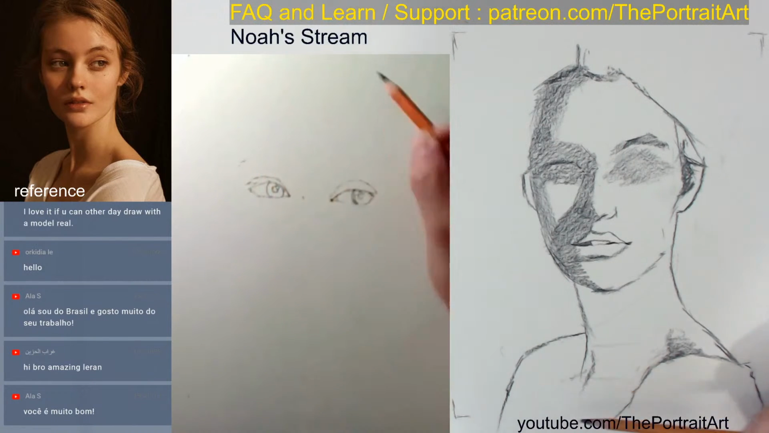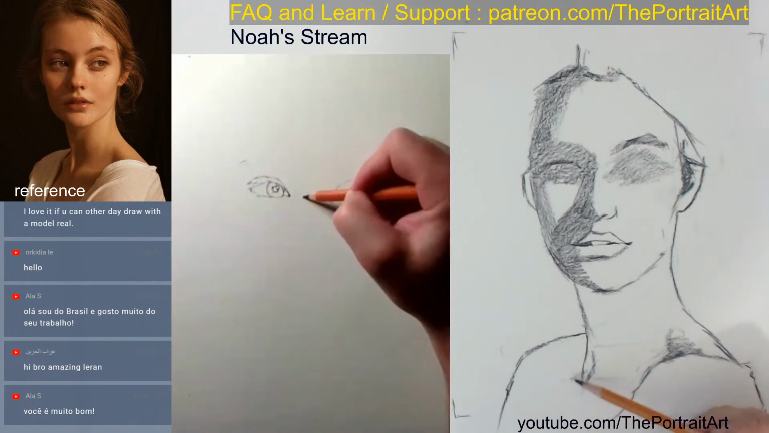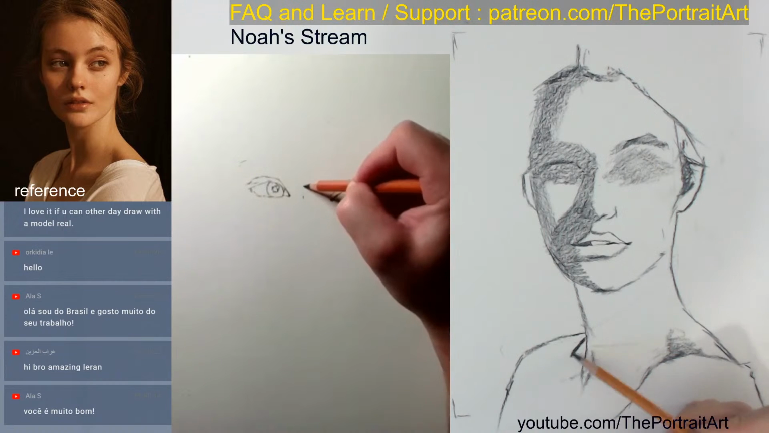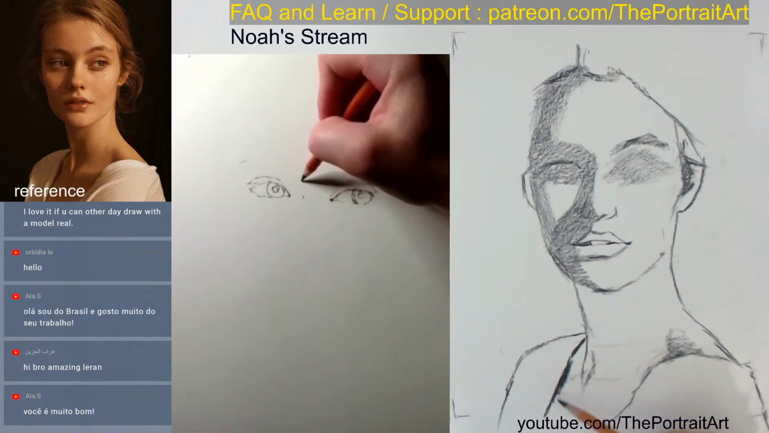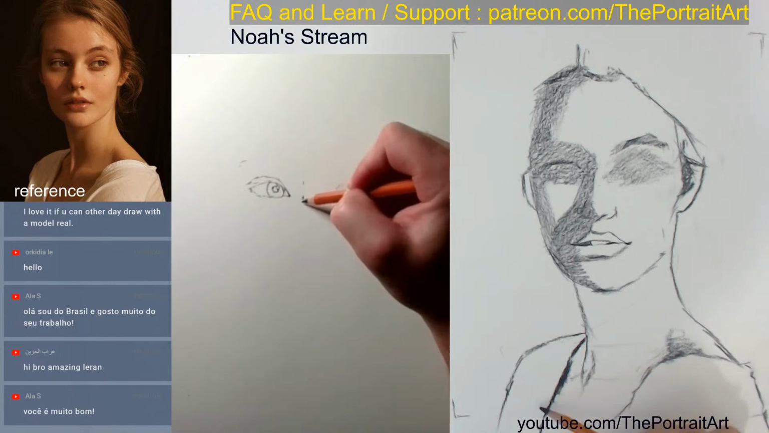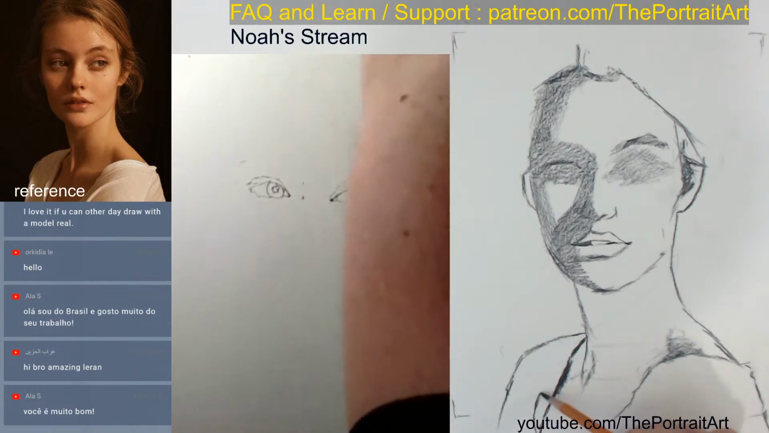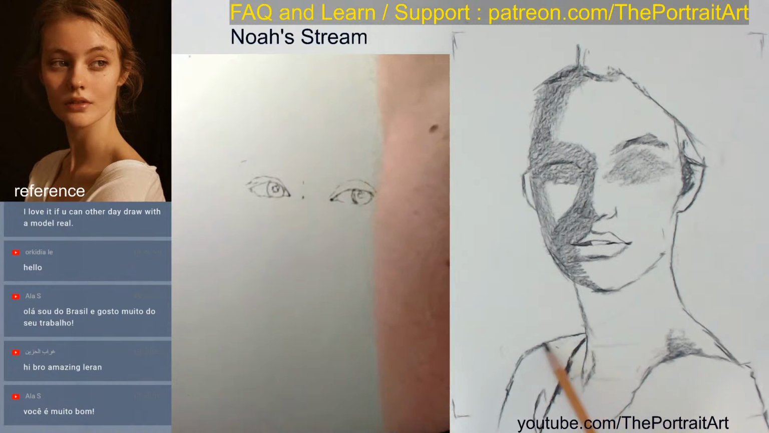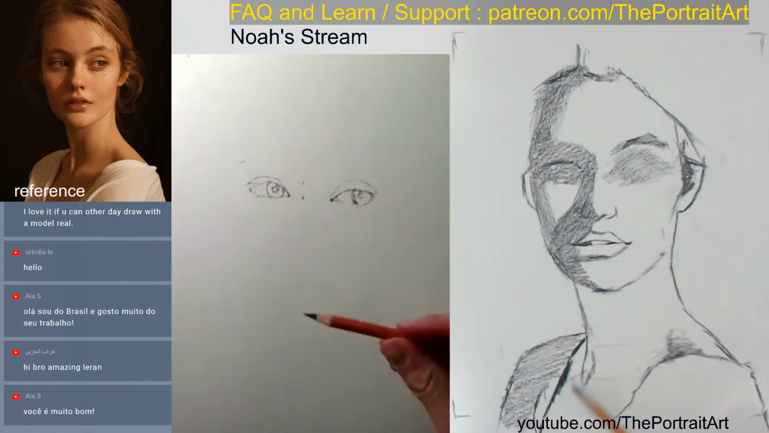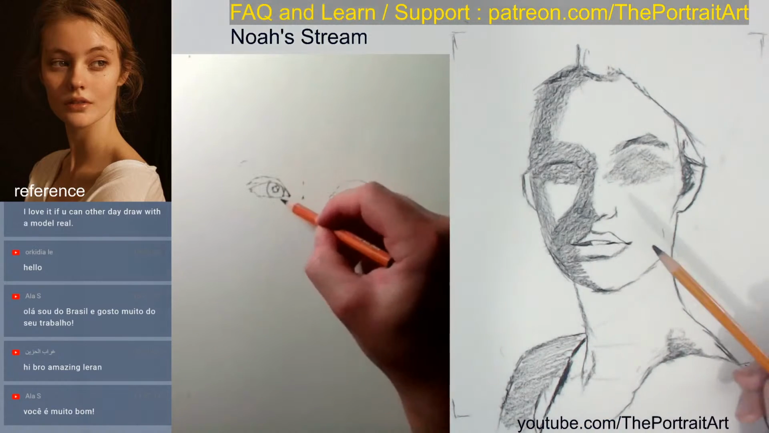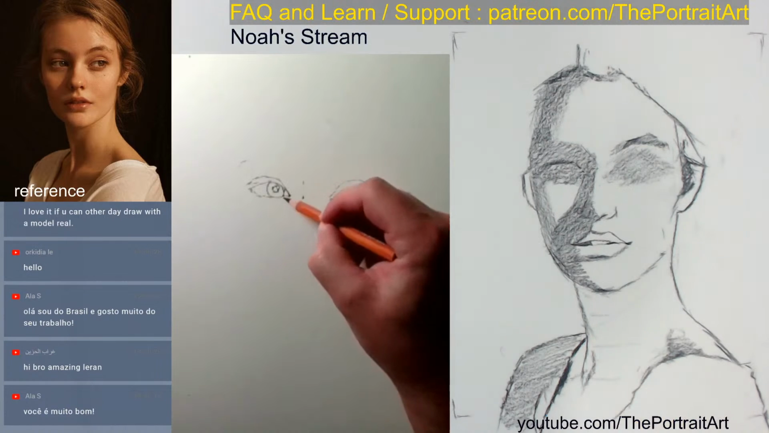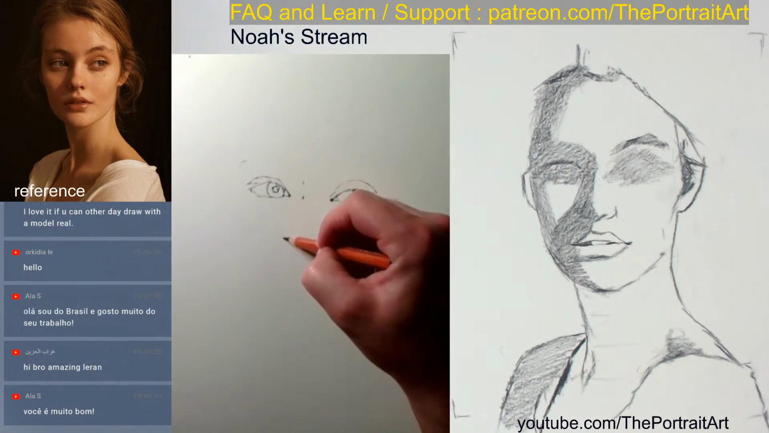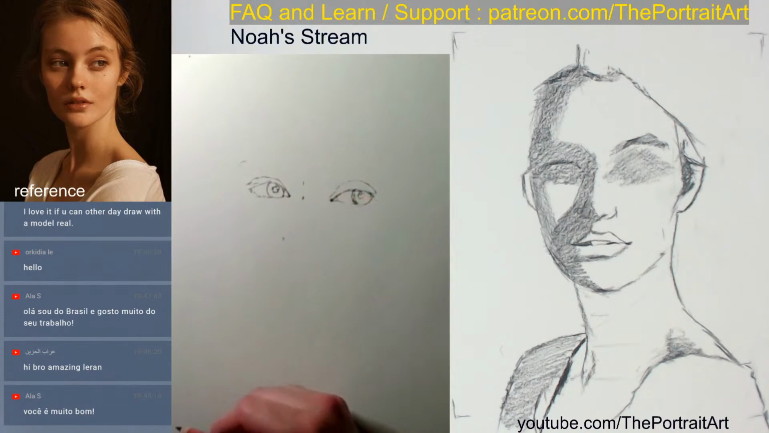Wow, this drawing's so, like I said, guys, structure first, large form and structure first. Oh, this sounds nice. I want to play this song a little bit louder. It's very relaxing.